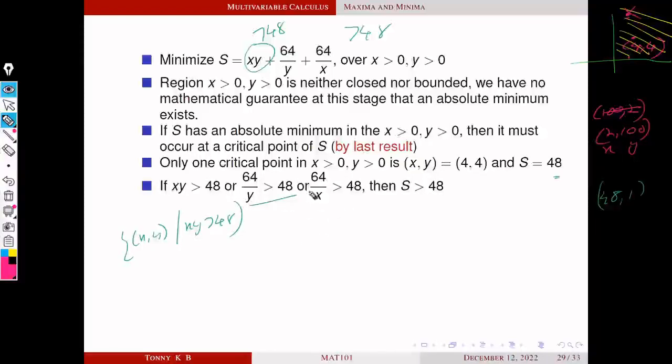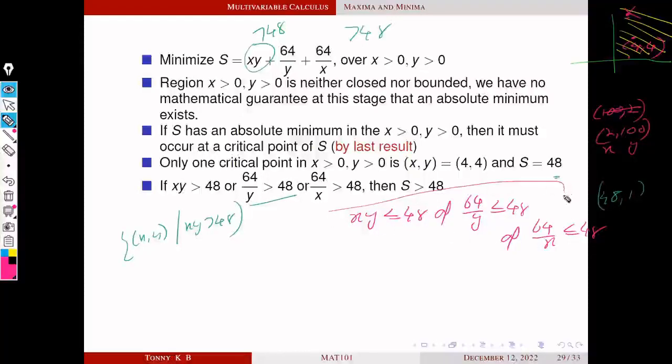Yes. What is the complement of this set? The complement is xy less than or equal to 48, and this is OR, 64 by y less than or equal to 48, and 64 by x is less than or equal to 48. So we are trying to search what is the minimum of this function on this region.